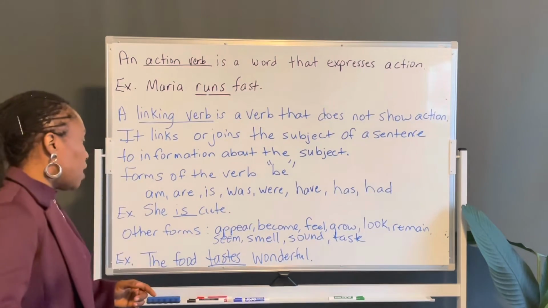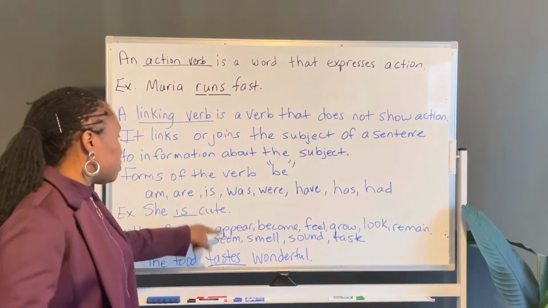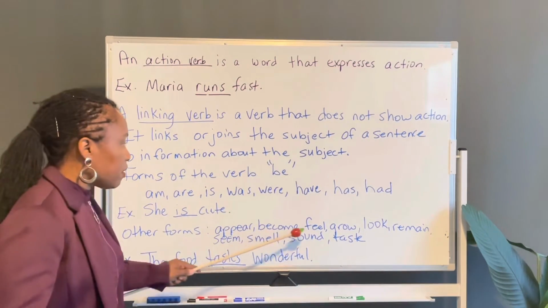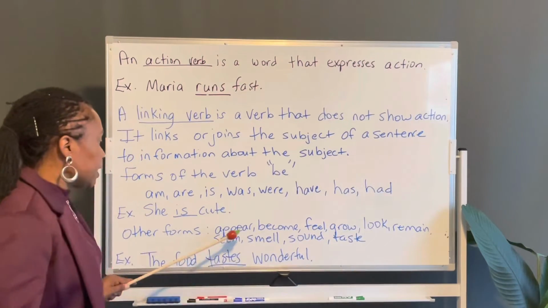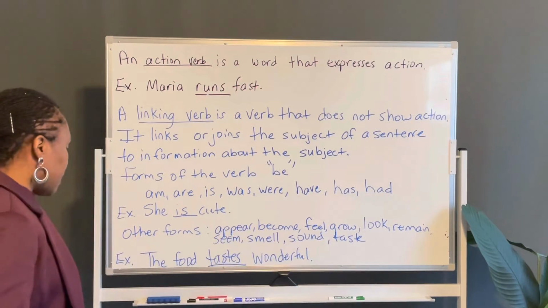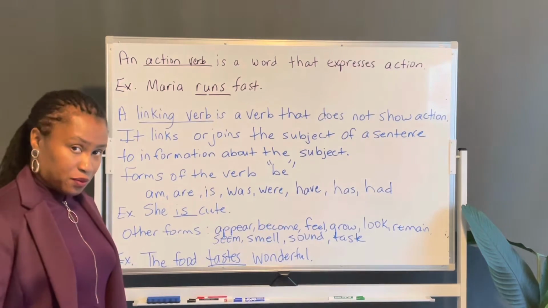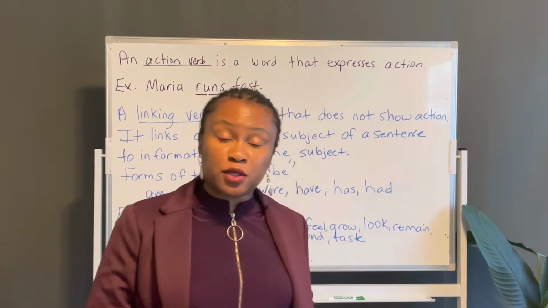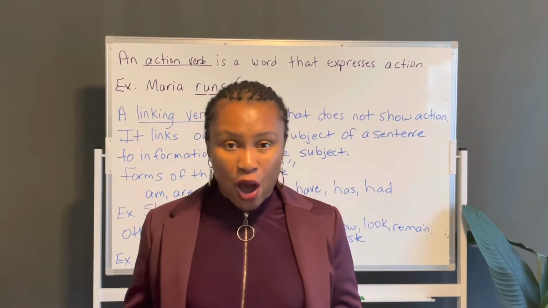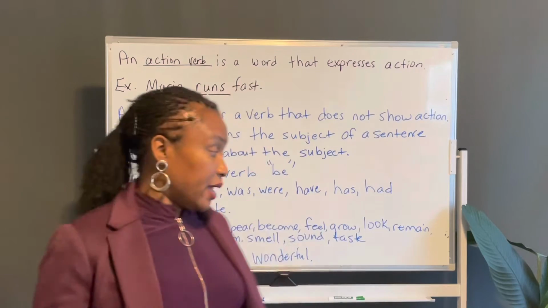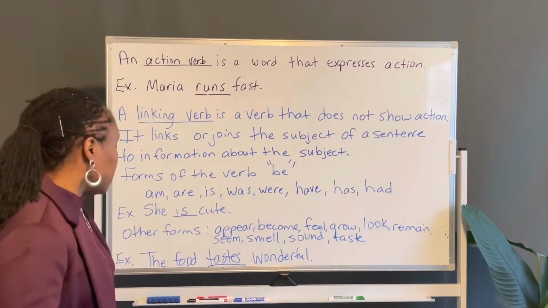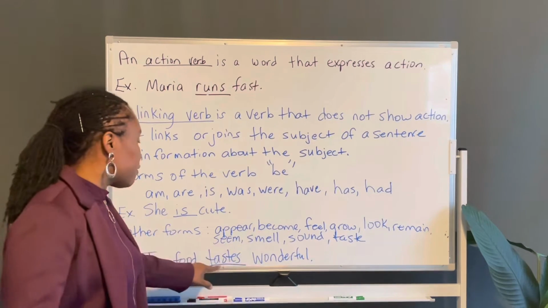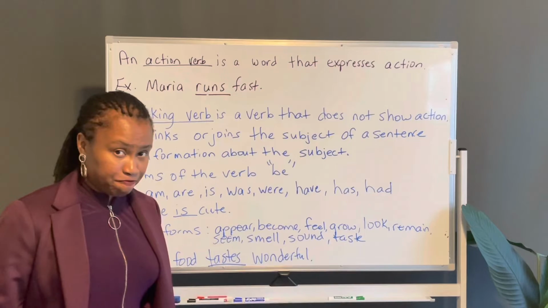Other forms of a linking verb are appear, become, feel, grow, look, remain, seem, smell, sound, taste. The example is the food tastes wonderful. Okay, so linking verbs, there is no action being done. It's just linking the subject of the sentence to information about the subject of the sentence. As in, the food tastes wonderful. Well, the subject is food, and the information about the food is that it's wonderful, and the linking verb taste is there to connect it.